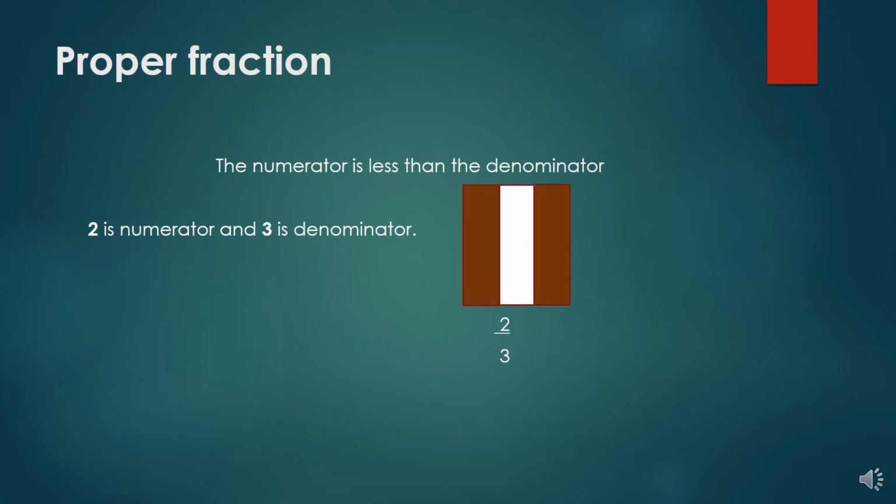Now I will explain proper fraction. A proper fraction is a fraction in which the numerator is less than the denominator. For example, 2/3. In this fraction, 2 is the numerator and 3 is the denominator. In the given example, we divided the square into three parts. Two parts are shaded and one part is unshaded. The parts which are shaded are the numerator, meaning 2, and the total equal parts of the square we made are called the denominator, meaning 3.